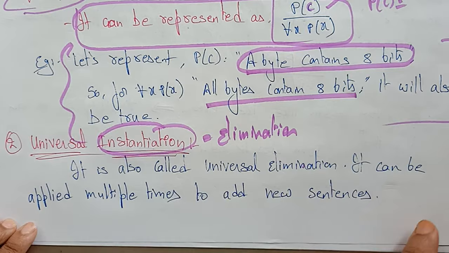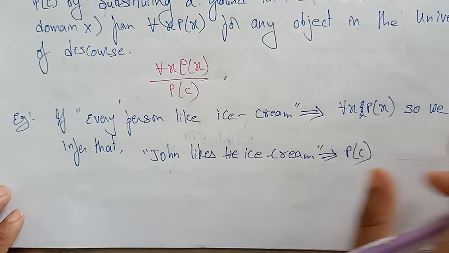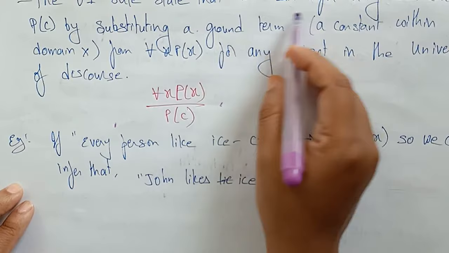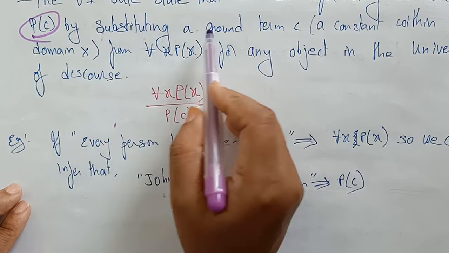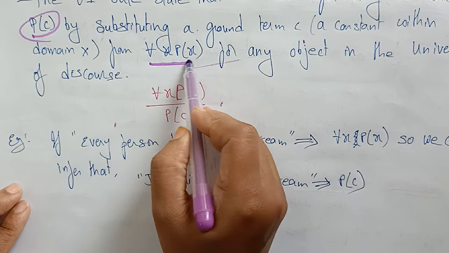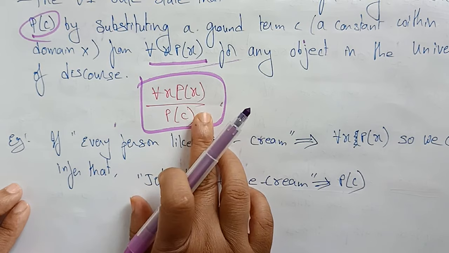Let's see here. The universal instantiation rule states that we can infer any sentence that is a P of C, that is a premise P of C, by substituting the ground term C, that is a constant within a domain X, that is for all X P of X, for any object in the universe of discourse. This can be represented as for all X P of X by P of C.